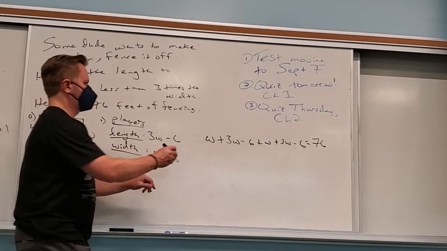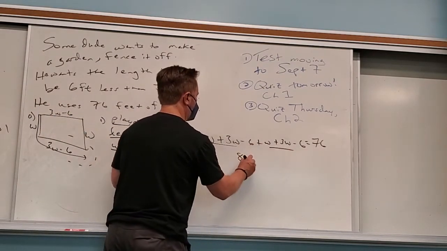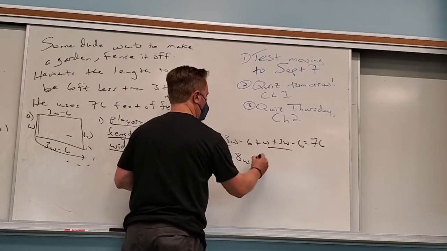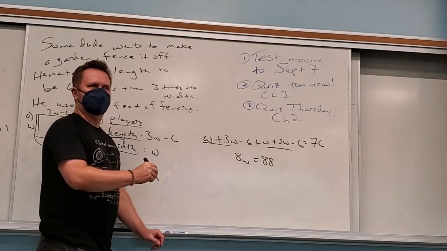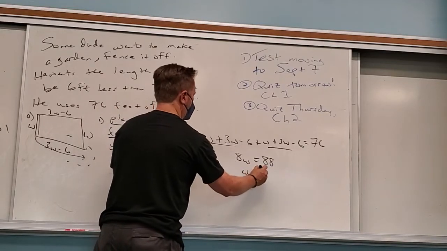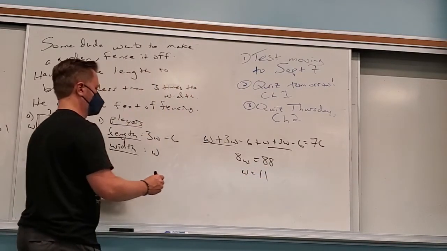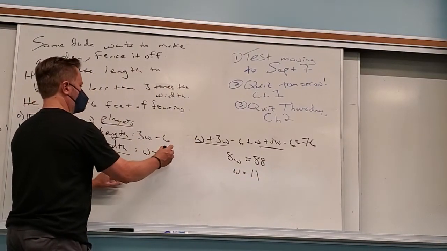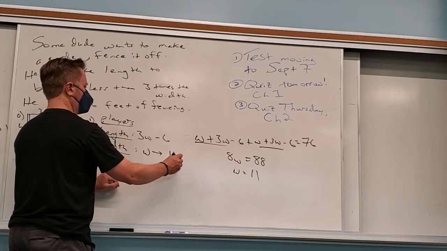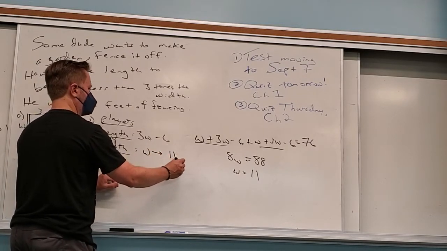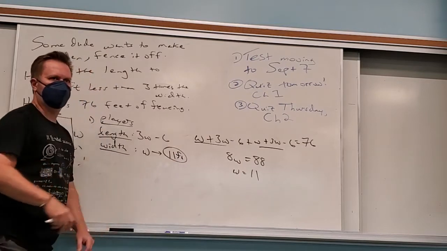All right, so this should be the easiest step. 4W's, 8W's minus 12, so add 12, right? So you should get W is 11. What does that mean? The width is 11 feet. There we go. Units are important.